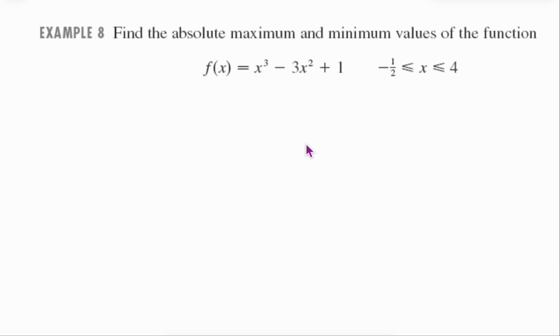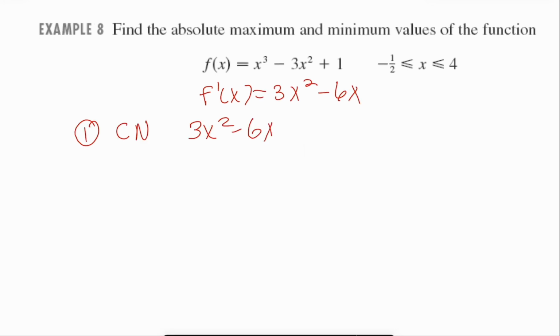So we need to find the first derivative, which is 3x squared minus 6x. So we need to find where the critical numbers are. Remember, that's where our first derivative doesn't exist or equals 0. So we're going to do the equals 0 for this one because it's a polynomial and our derivative is a polynomial. So we've got to just set it equal to 0. I'm going to factor out a 3x. I'm going to get that we have critical numbers at 0 and at 2.